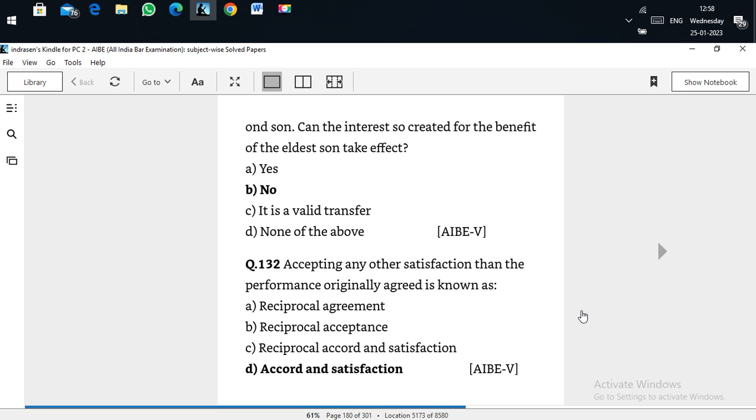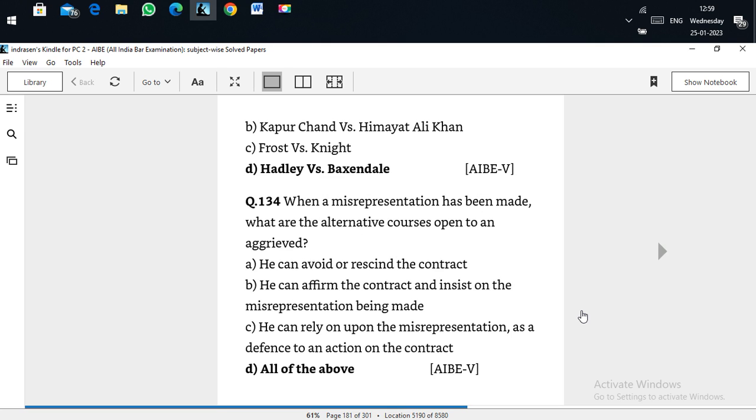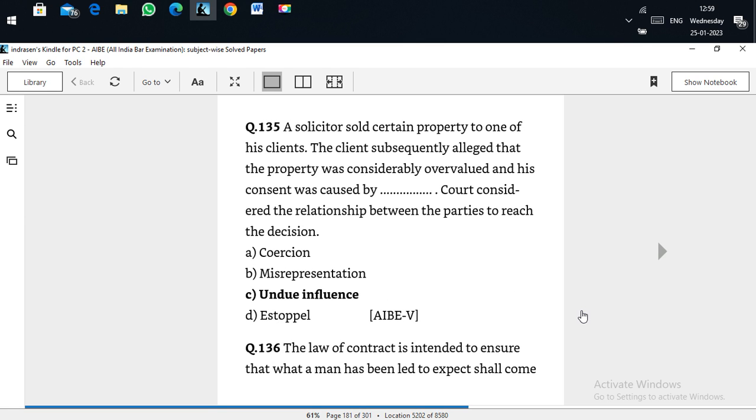Acceptance of any other satisfaction than the performance originally agreed is known as accord and satisfaction. A solicitor sold certain property to one of his clients. The client subsequently alleged that the property was considerably overvalued and his consent was caused by the undue influence of the solicitor. The court considered the relationship between the parties. So undue influence vitiates consent to sell a property.